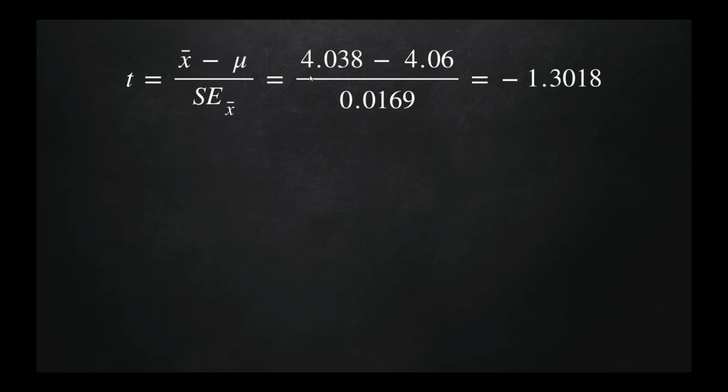The sample mean was 4.038, and the null hypothesis is that mu is 4.06. This gives us a test statistic of negative 1.3018. To find our p-value using this test statistic, let's jump over to Desmos.